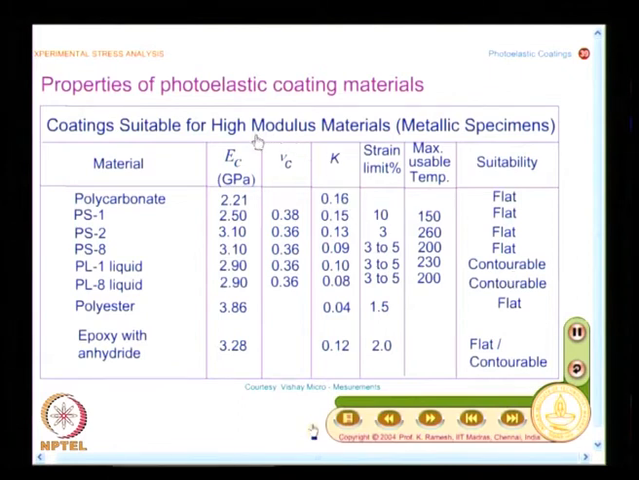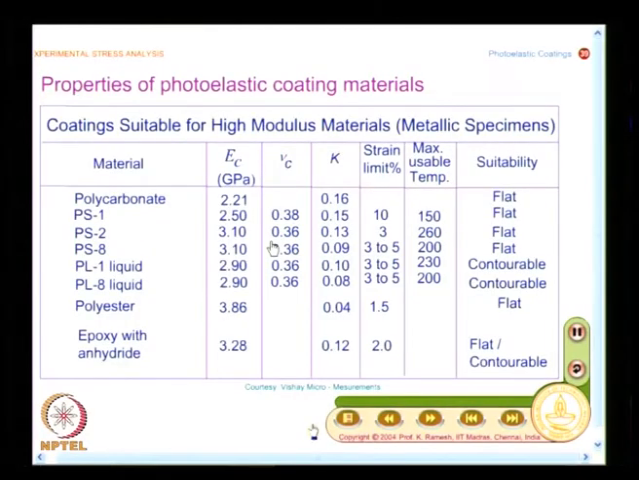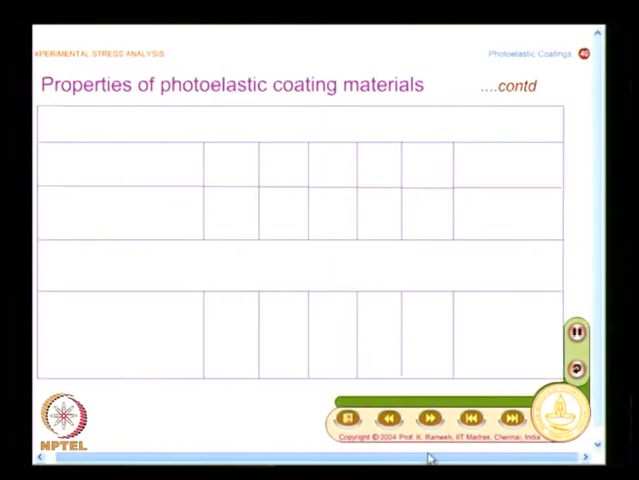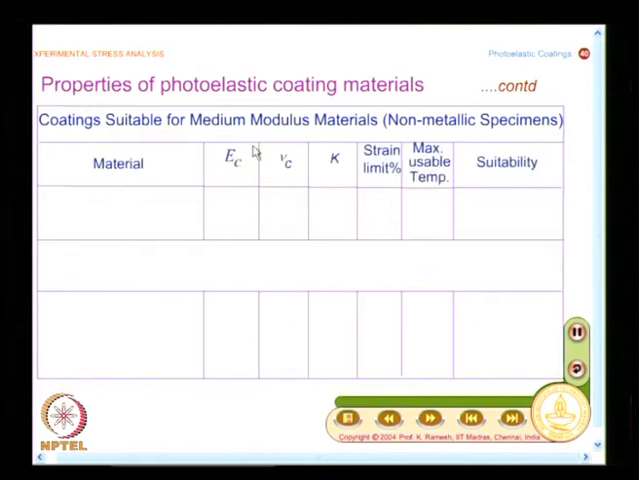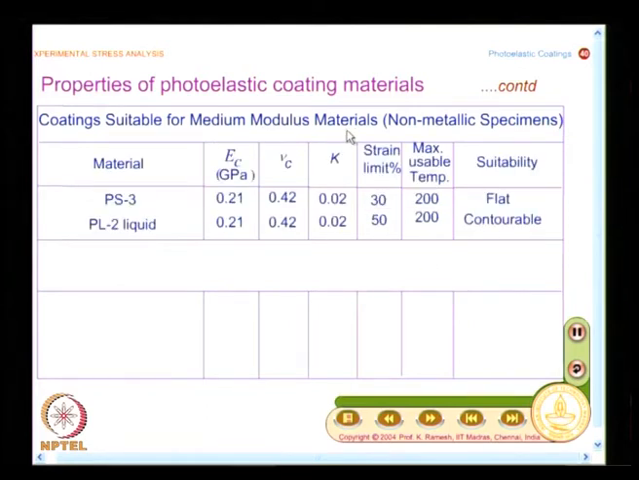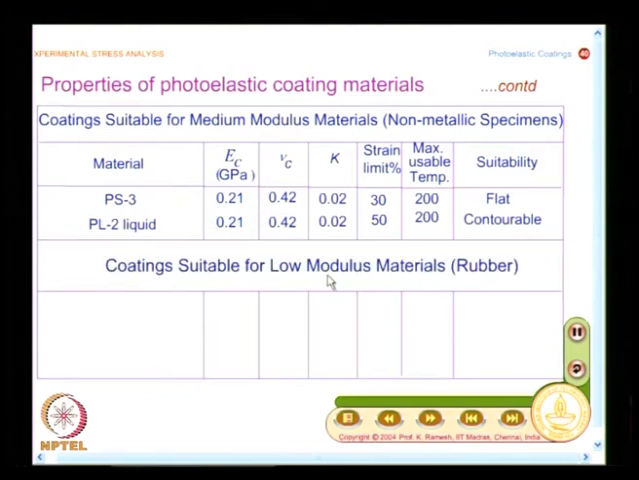And what you need to look at here is for high modulus materials, the recommended coating has Young's modulus around 3 GPa, and Poisson ratio is around 0.36. For most metallic materials it will hover between 0.24 to 0.26 or 0.28. So, this is how you have to look at the relevance of these numbers. And I have medium modulus materials separately, and I have low modulus materials finally like rubber.